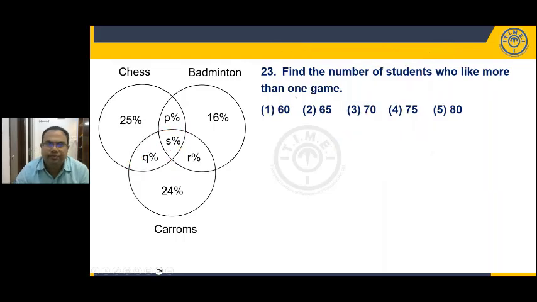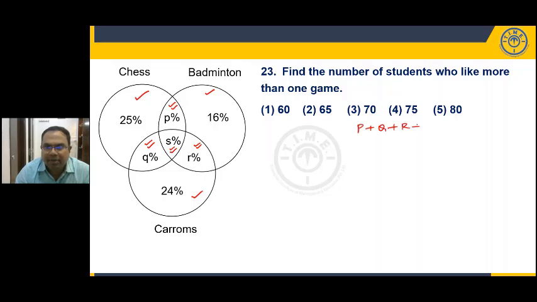Try this one. Find the number of students who like more than one game. I told you this is one game. And this is students who like more than one game. That means students who like 2 games, students who like all 3 games. We have discussed this number.